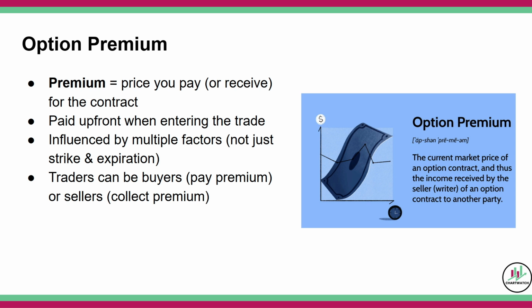This premium is the amount paid by the buyer of the option. So if I'm buying an option, I have to pay for it, and I'm paying the premium. And the seller collects the premium. It's a one-time payment, and it happens upfront at the moment the trade is opened. You can think about it like going to a store and buying an item. You buy the item, that's the premium.